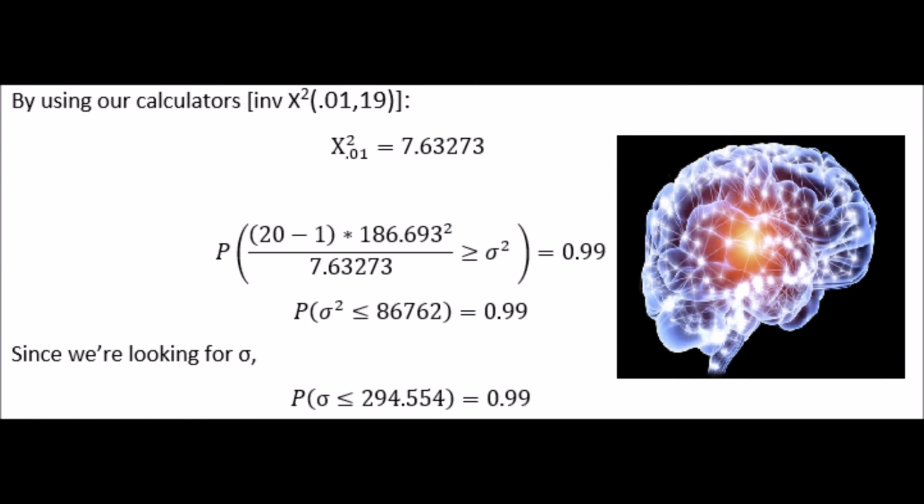Now, if you have a brain cell count higher than me, which is fairly easy considering it took me 15 minutes to figure out the problem, you'll realize that this is not in fact the standard deviation we were looking for. Let's take the square root of our answer, which gives us a standard deviation less than or equal to 294.554.